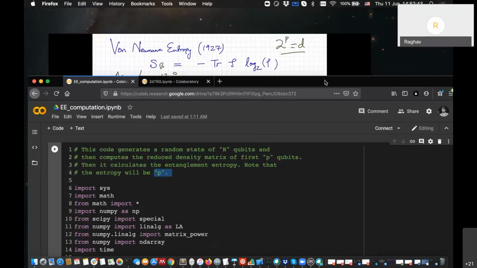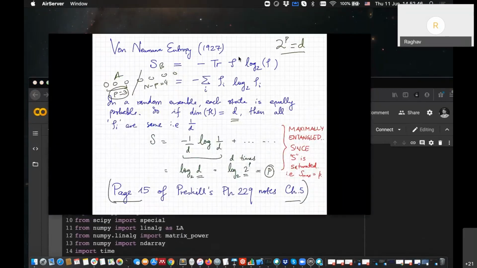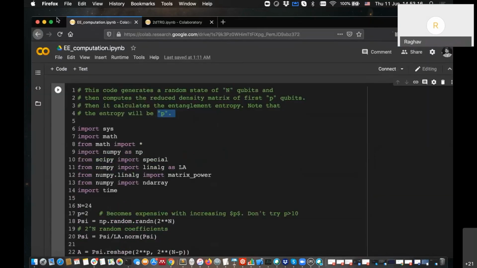That is because the entanglement entropy is equal to p for a random state, a random ensemble, and a maximally entangled state saturates the value of S, which is p. So the maximum value of S for this case can be p, and it will be p if the state is maximally entangled. We'll see how that comes up in this exercise.